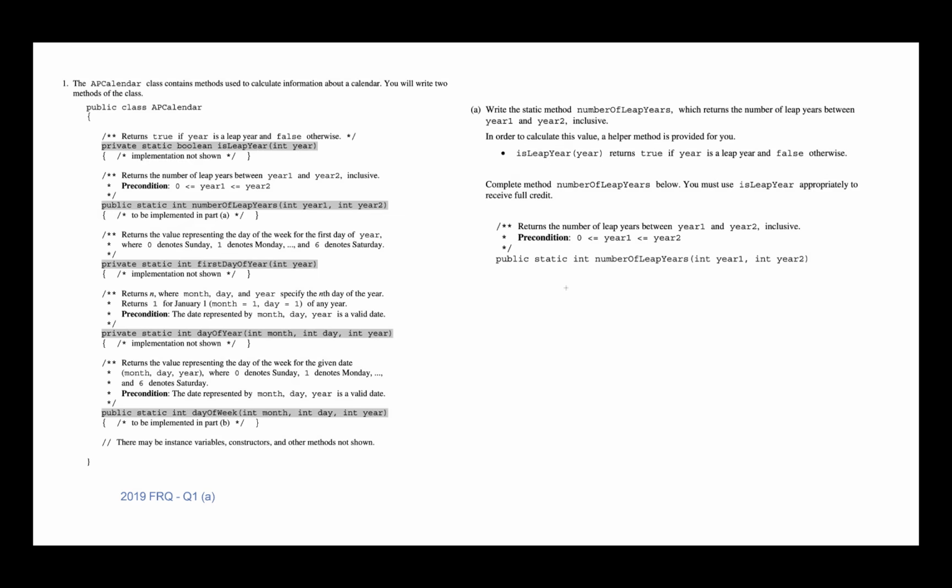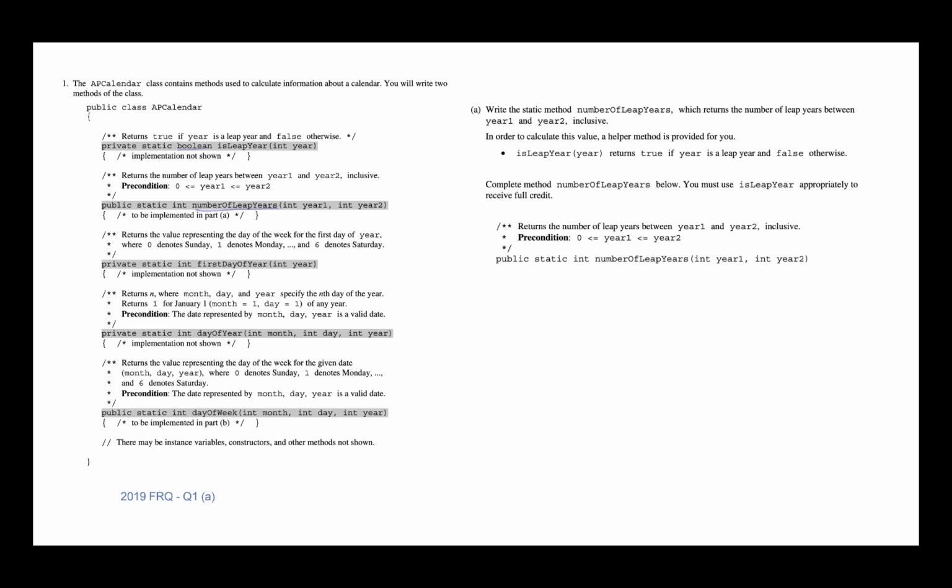So let's take a minute to look at the class AP calendar and also read what's required for question A. First, let's look at what's available in the class AP calendar. We have the private static boolean isLeapYear method that takes a year and returns a boolean value, true or false, probably if that given year is a leap year or not. And then it has static int numberOfLeapYears, and this is part of question A.